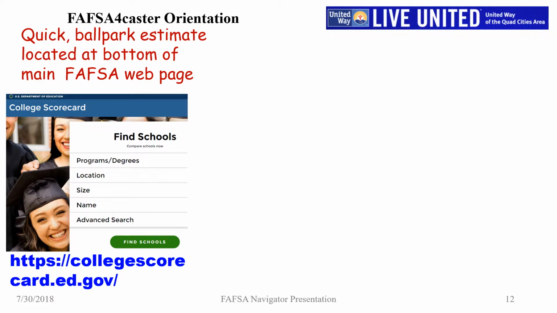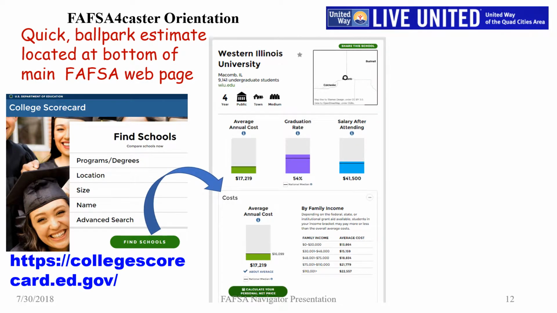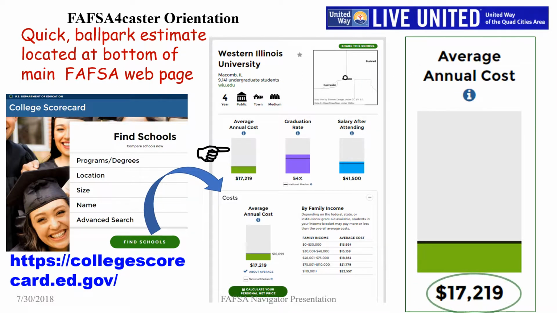Once there, in the Find School search function, find your candidate schools by the various methods. For each school, you get a simple scorecard. For this example, I've used Western Illinois University in Macomb, Illinois. As part of the scorecard is the school's simplified cost estimate. You can use this initial simple estimate in the FAFSA Forecaster.